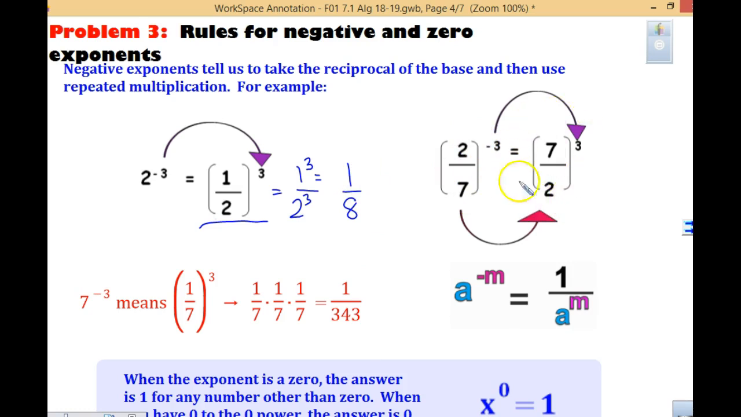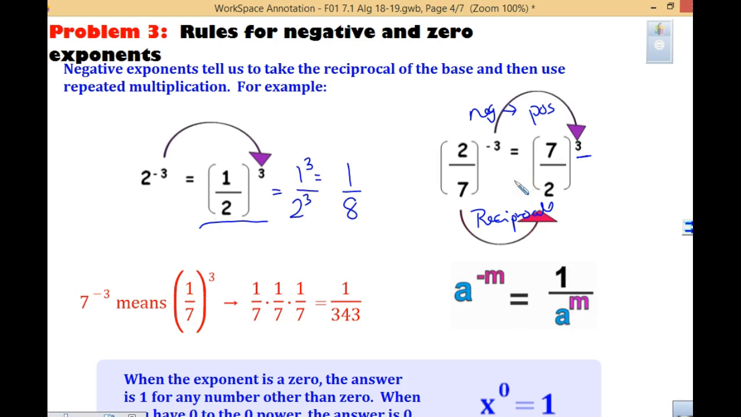So 2/7 to the negative 3. If we're leaving our answer as a power, we take the reciprocal, right? That's all that's telling us to do. Reciprocal, and we make this a positive. So it changes from negative to positive, okay?